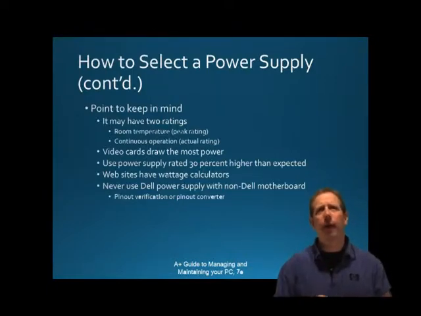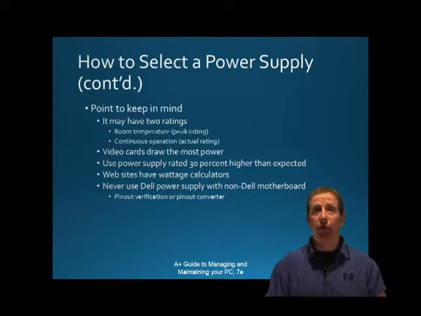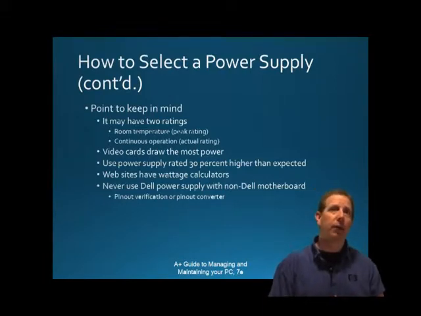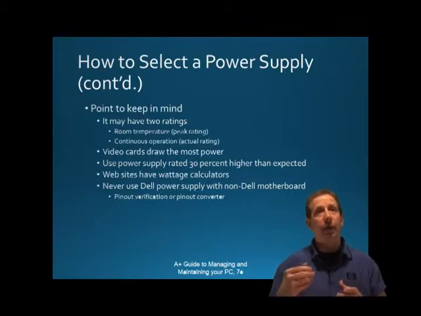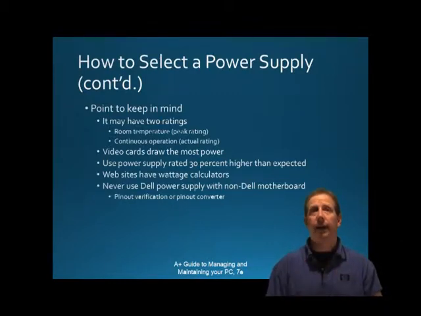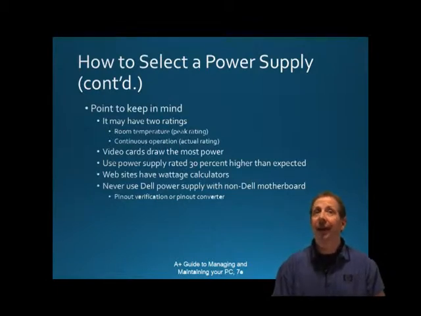Point 1. A power supply produces slightly higher wattage at room temperature than it does when the temperature inside the case has risen above room temperature, called the operating temperature. Therefore, a power supply might have two ratings: one wattage rating for room temperature, called the peak rating, and another rating for continuous operation at operating temperatures, sometimes called the actual rating. Now, if a power supply has only one rating, assume that the rating is the peak rating for room temperature. To calculate the rating for continuous operation, deduct about 10 to 15% off the peak rating.